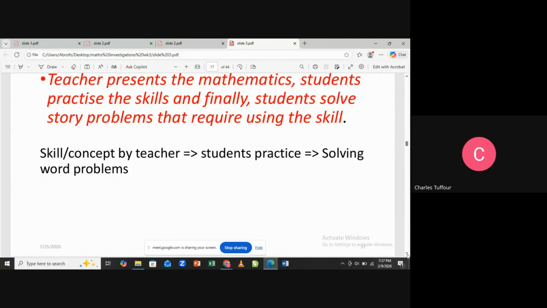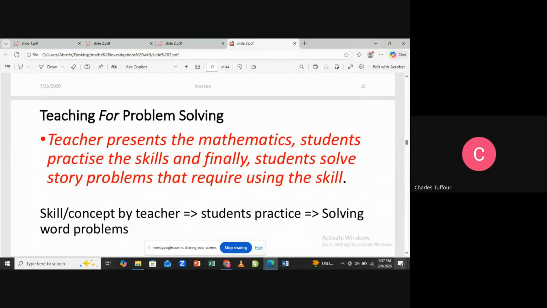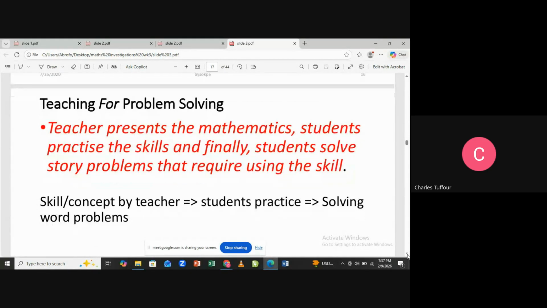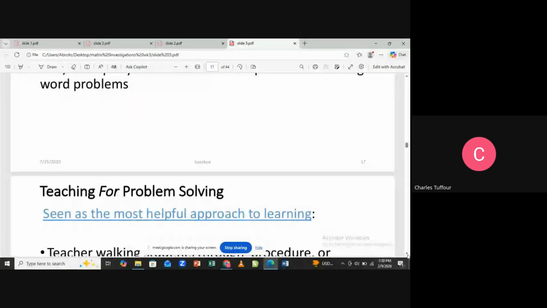The skill or the concept that the student will need, the teacher would develop, or get the learner to develop or acquire. Students having acquired the concept, the teacher will guide them to practice. After practicing the concept, they use it to solve the word problem. That is teaching for problem solving. And this one is clear and self-explanatory.